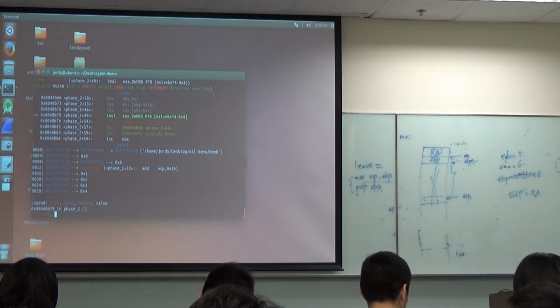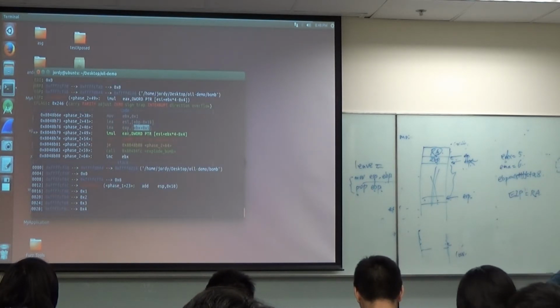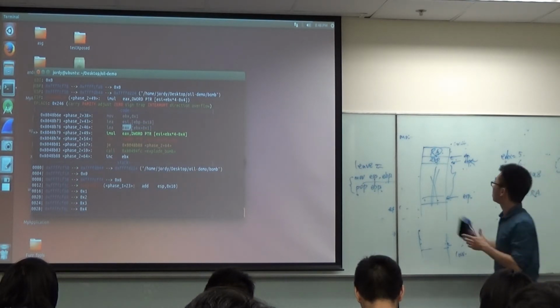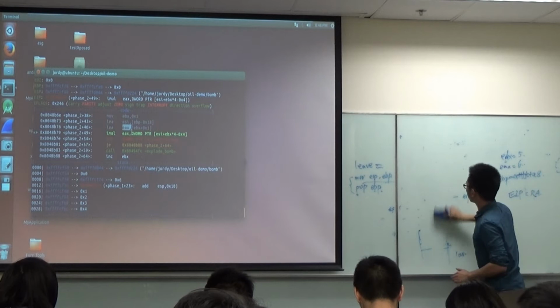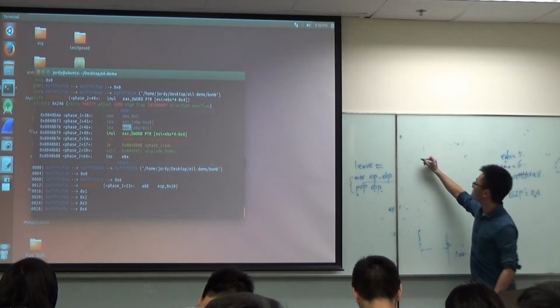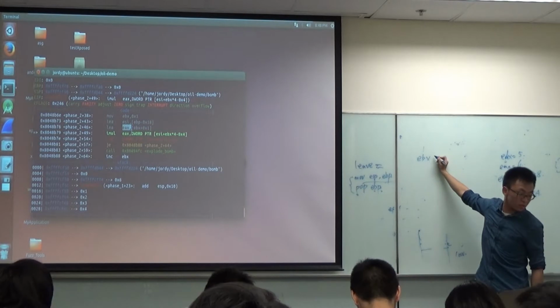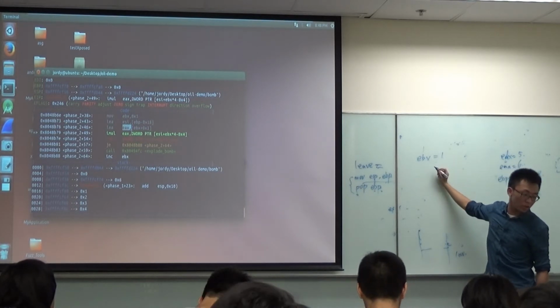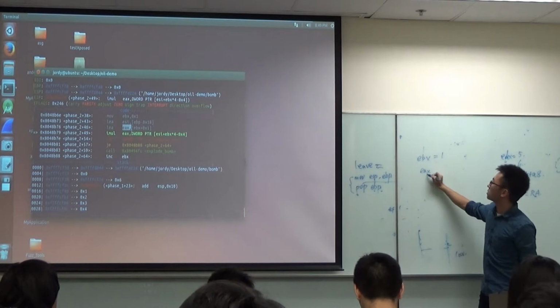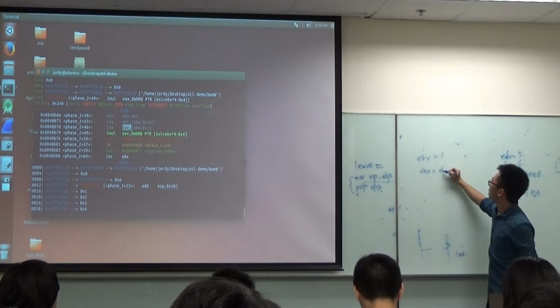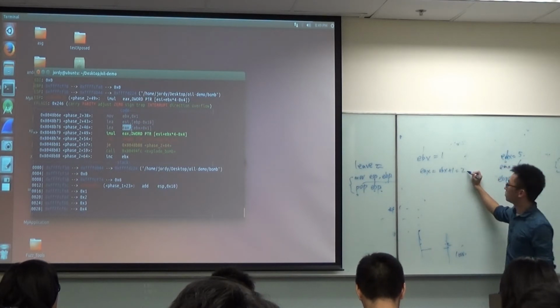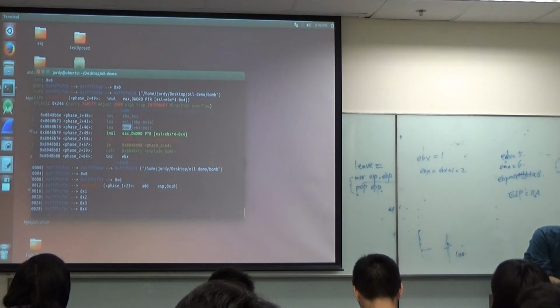And move EBX plus 1 to EAX. So EBX is 1, and EAX is EBX plus 1. EBX plus 1 is 2. Let's continue.